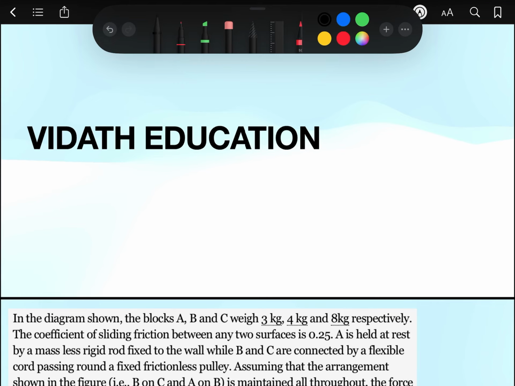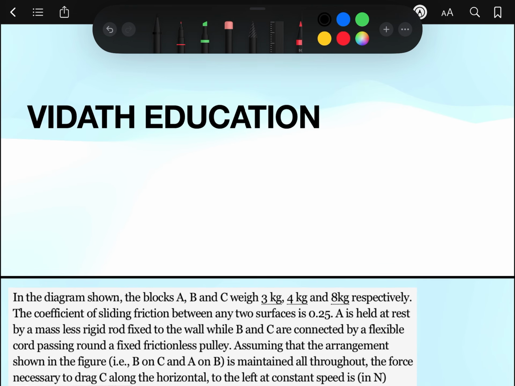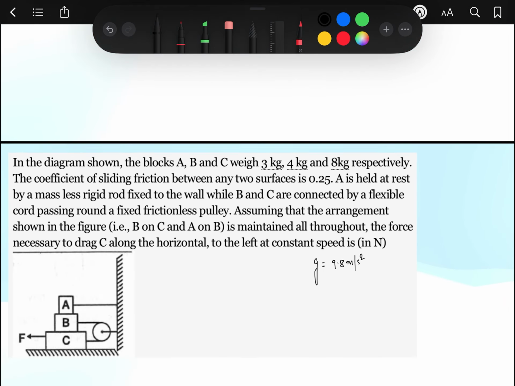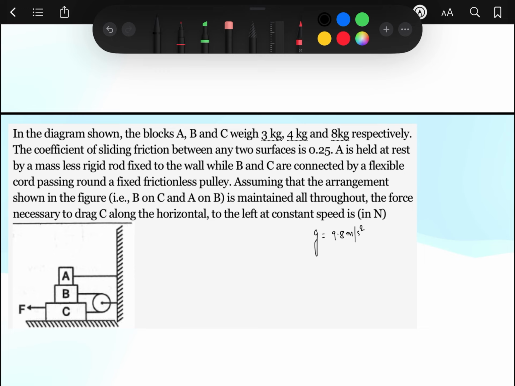So this is another question from IIT JEE PYQ. The question is from the chapter friction. Here is the question. In the diagram, blocks A, B and C are of mass 3 kg, 4 kg and 8 kg. So this mass is 3 kg, this is 4 kg, and this C mass is 8 kg respectively. The coefficient of sliding friction between any two surfaces is 0.25. That is, mu is equal to 0.25.